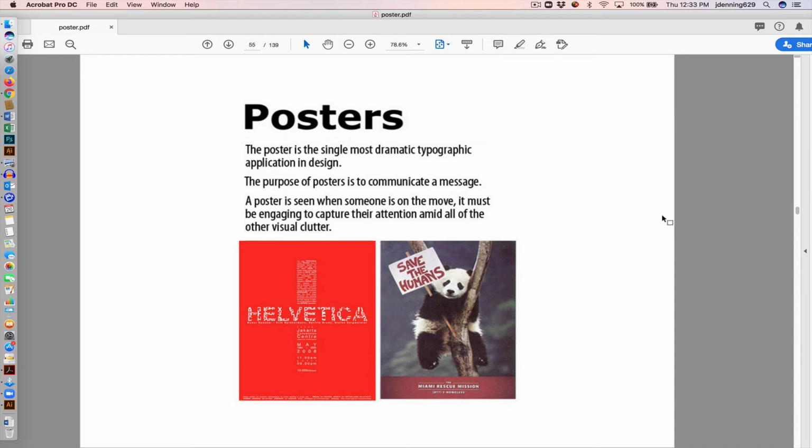So a poster is the single most dramatic typographic application in design. And the purpose of a poster is to communicate a message. It's usually seen when someone is on the move. It has to engage and capture their attention. And often it's competing with a lot of other things. So there's visual clutter everywhere, and a poster has to grab our attention and make us look.